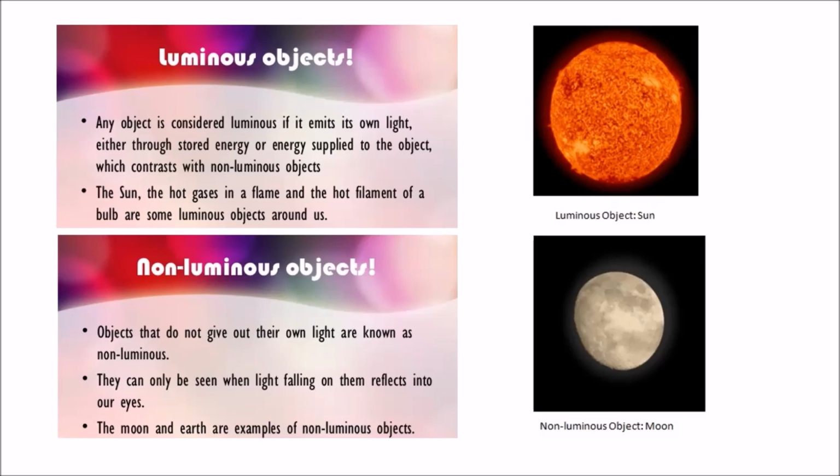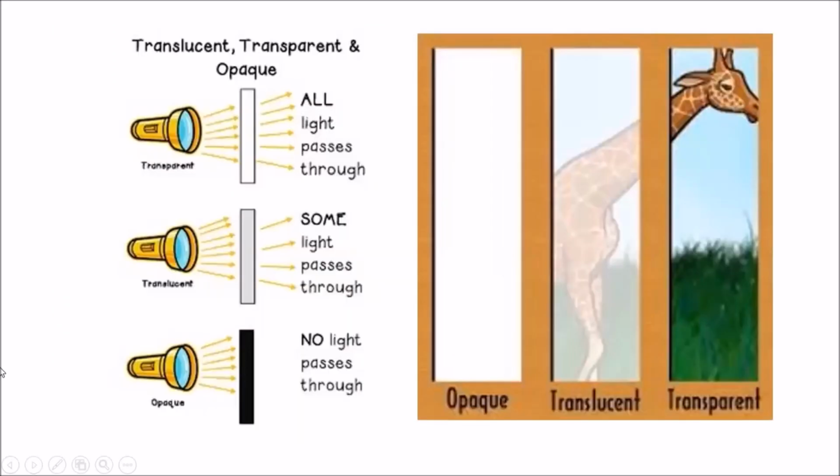If it's emitting its own light, then it's a luminous object. Going ahead, when we talk about basics of objects, we have three types of object: opaque, translucent, and transparent. We are all aware that objects which allow light to pass through them totally are termed as transparent objects. The ones which allow light to pass through them partially are translucent, and the ones which do not allow light to pass at all are termed as opaque.